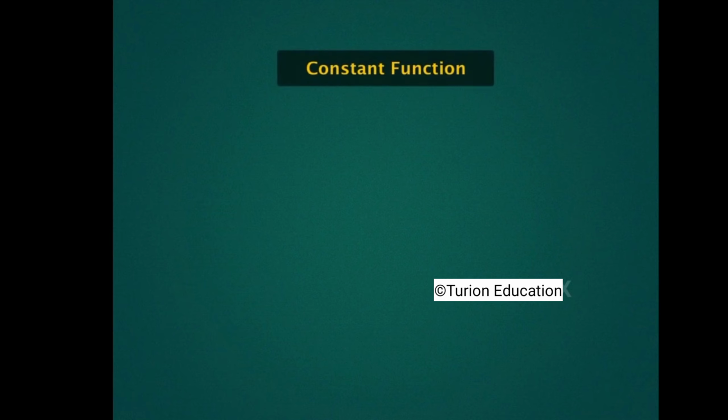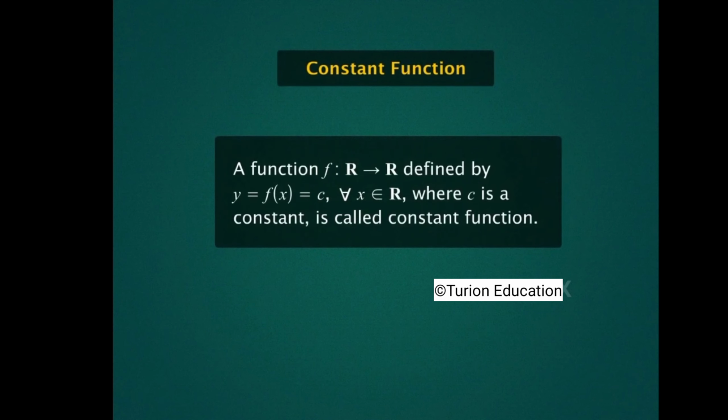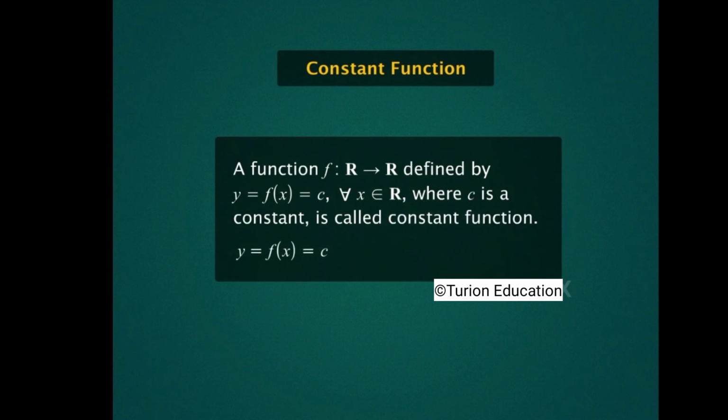Next is the constant function. This function takes each element of the domain to a constant. The constant function is defined as a function from the set of real numbers to itself, such that f of x is equal to c, a constant, for each x in R. This function is called a constant function, as for every value of x, the value of f of x is the same constant. A constant function gives the same output irrespective of input.